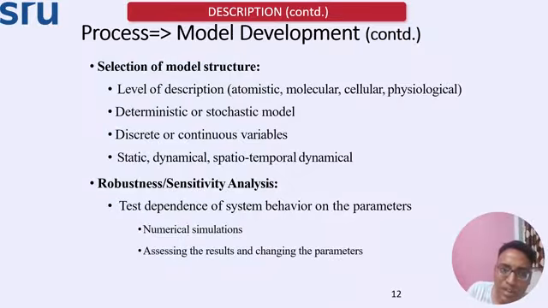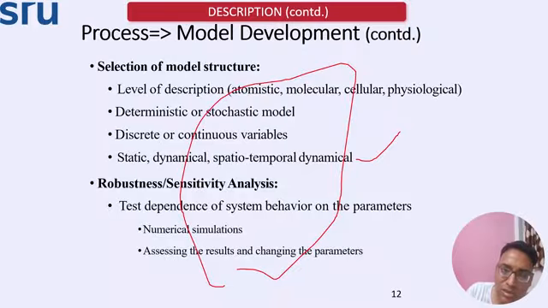Is the complete model structure static, with all the molecules alone and separate, or dynamic, or spatio-temporal dynamic? It should actually be there: any molecule can move anywhere, subject to the given conditions of the Brownian motion which is actually happening in a cell. Then robustness and sensitivity analysis, numerical simulations, assessing the results and changing the parameters. All these parts you need to put together in the mathematical model.